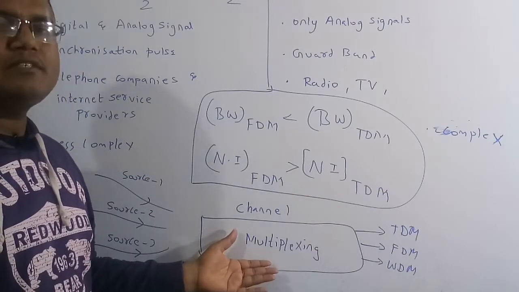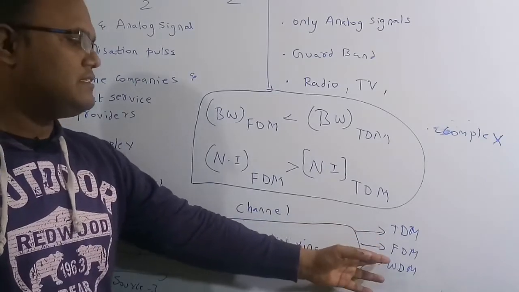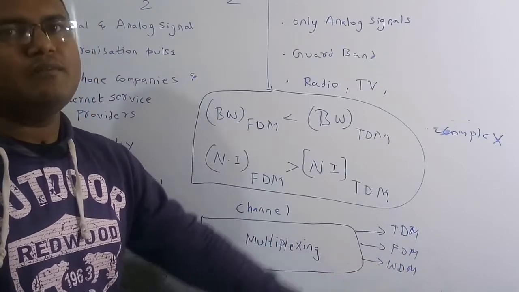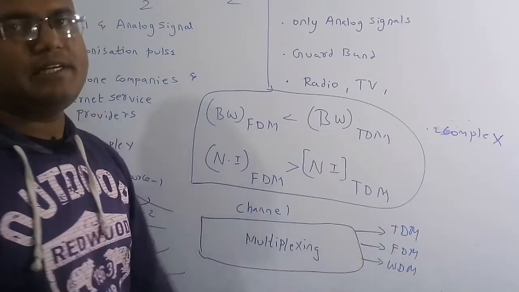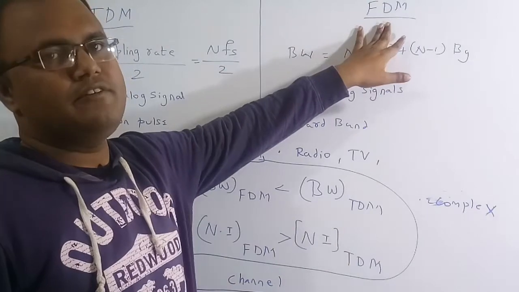So basically multiplexing is of three types. The first one is the TDM, time division multiplexing, the second one is the FDM, frequency division multiplexing, and the third one is the WDM, wavelength division multiplexing. So we are going to compare only the TDM and the FDM. TDM is time division multiplexing and FDM is frequency division multiplexing.